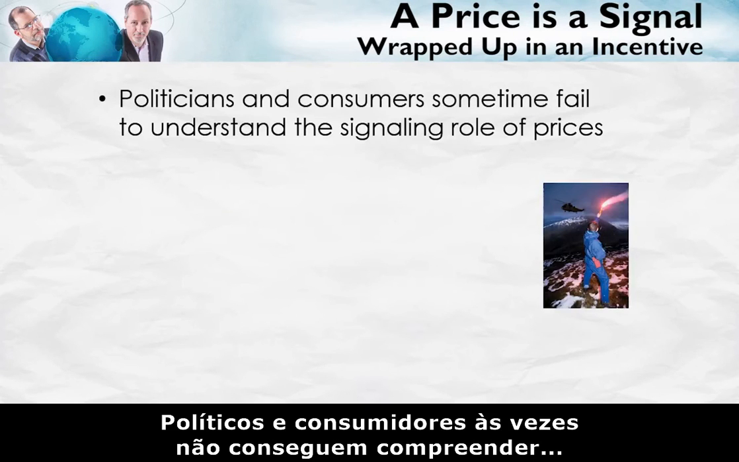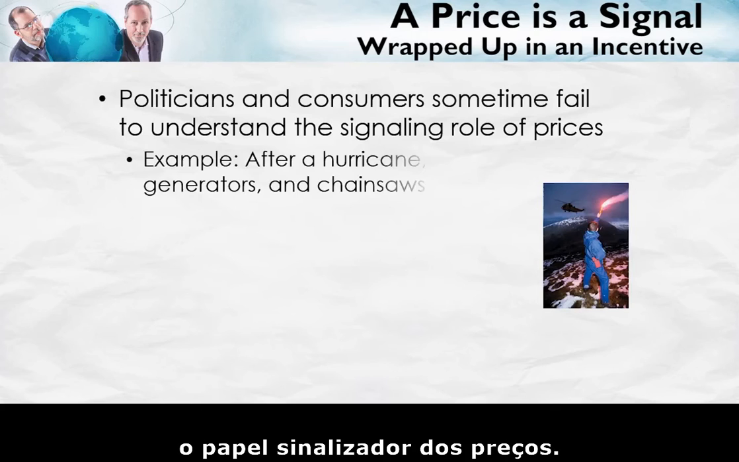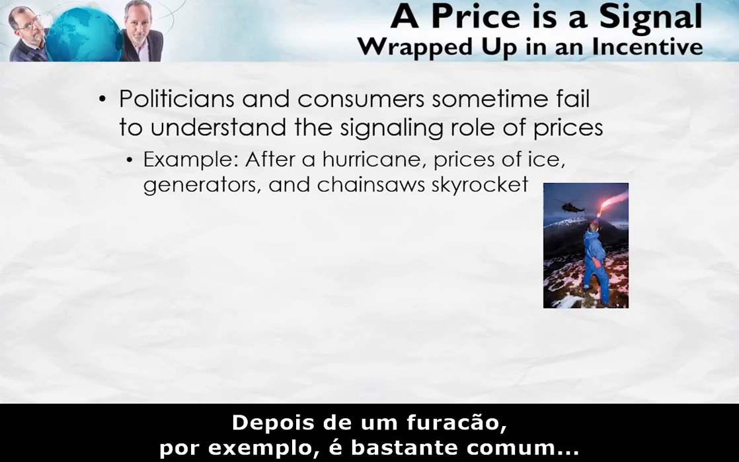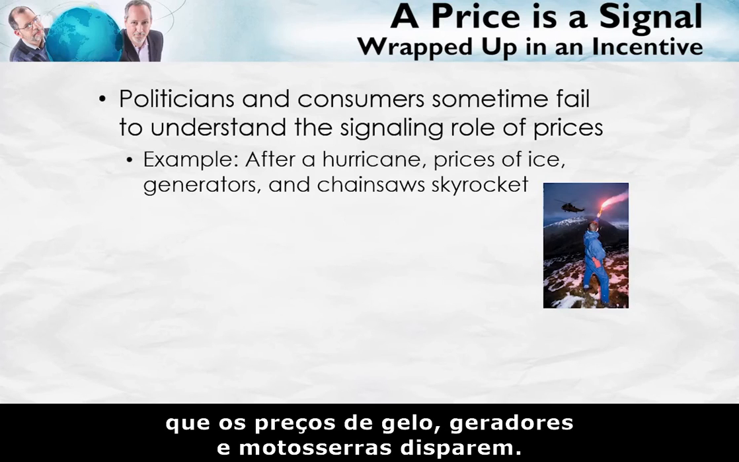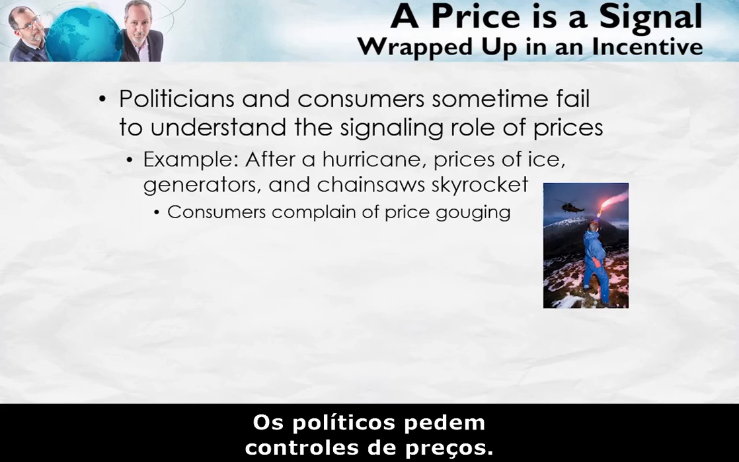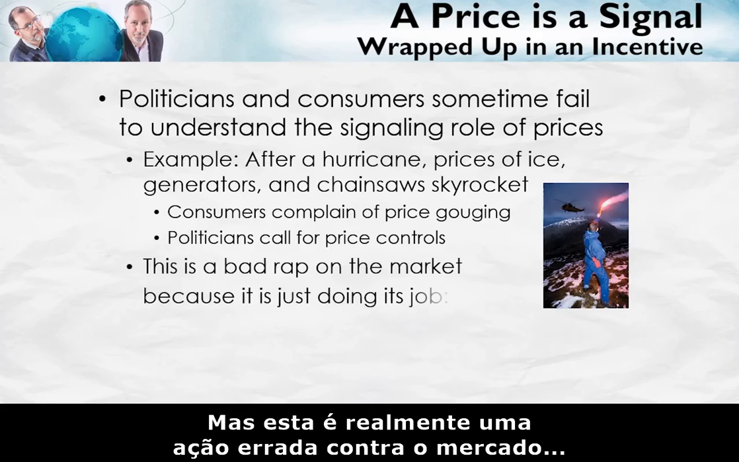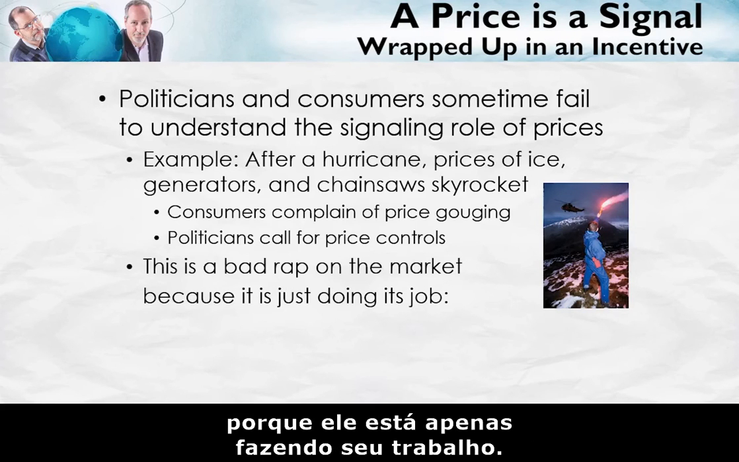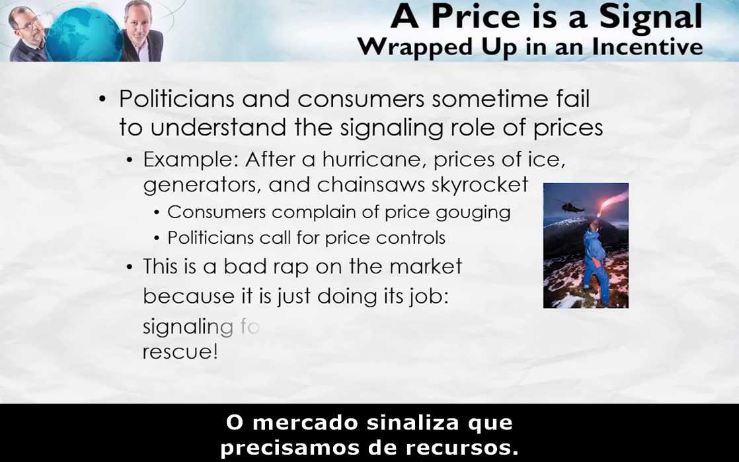Politicians and consumers sometimes fail to understand the signaling role of prices. After a hurricane, for example, it's quite common for the prices of ice and generators and chainsaws to skyrocket. Consumers complain of price gouging, and politicians call for price controls. But really, this is a bad rap on the market because it's just doing its job. It's signaling that we need resources.